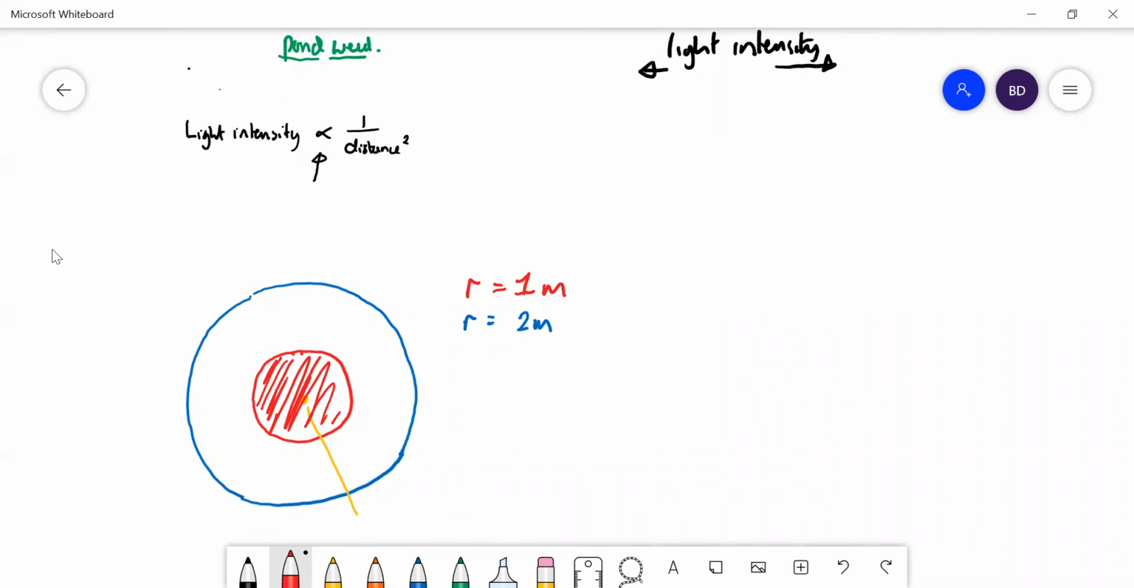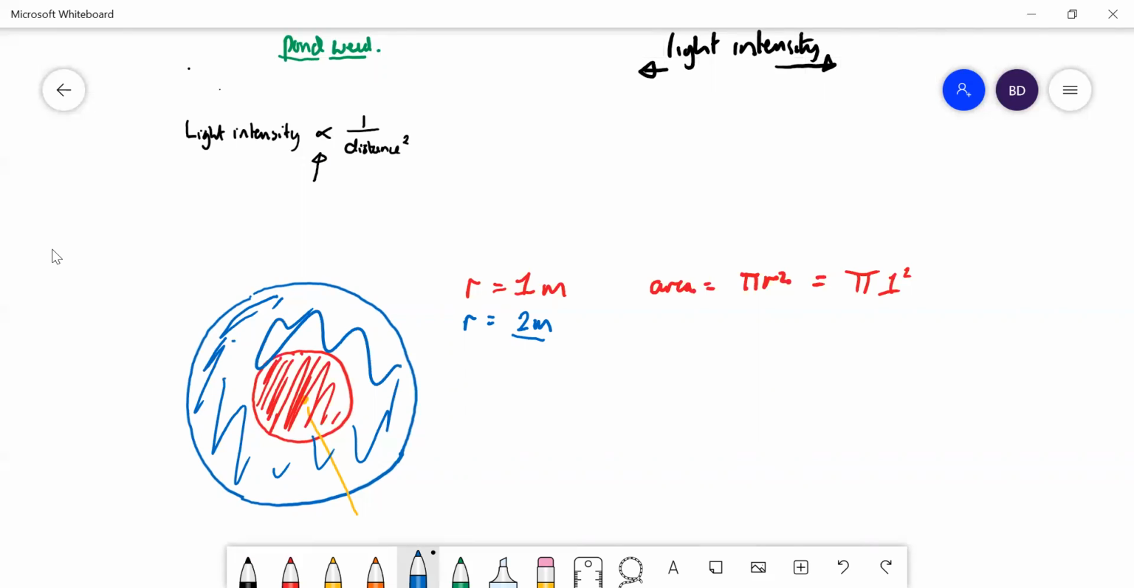Now, what's the area of that circle? The area of the circle is equal to pi r squared. So in the case of the red one, it is equal to pi times 1 squared, which is of course just pi. Whereas when you're 2 meters away, you've got the same amount of light, but it's spread over a bigger area.